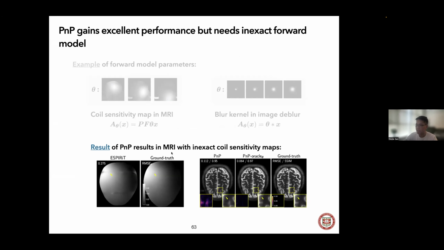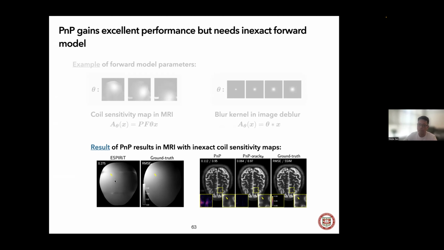Here's a result for PnP using inexact coil sensitivity and exact coil sensitivity. This PnP oracle theta here means that you use the ground truth theta in the forward model in the algorithm. The result is good, but this one is PnP, which means you have inexact information of the forward model. And you can see the performance is suboptimal. You have some error in the reconstruction. The images on the left side show how the ground truth theta, or coil sensitivity, looks in the MRI. And the other is how the inexact coil sensitivity may look in MRI.